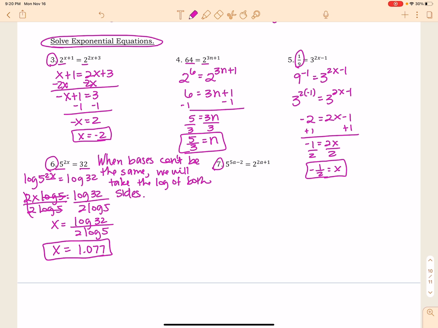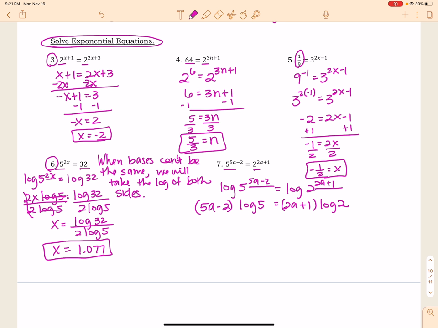Okay, on number 7, same thing. 5 and 2 are not going to be written in the same base. There's no way we can do that. So I'm just going to take the log of 5 to the 5a minus 2 equals log of 2 to the 2a plus 1. I'm going to use the power property to move those exponents down into the front. Please use the parentheses. I'm going to do the same thing here.